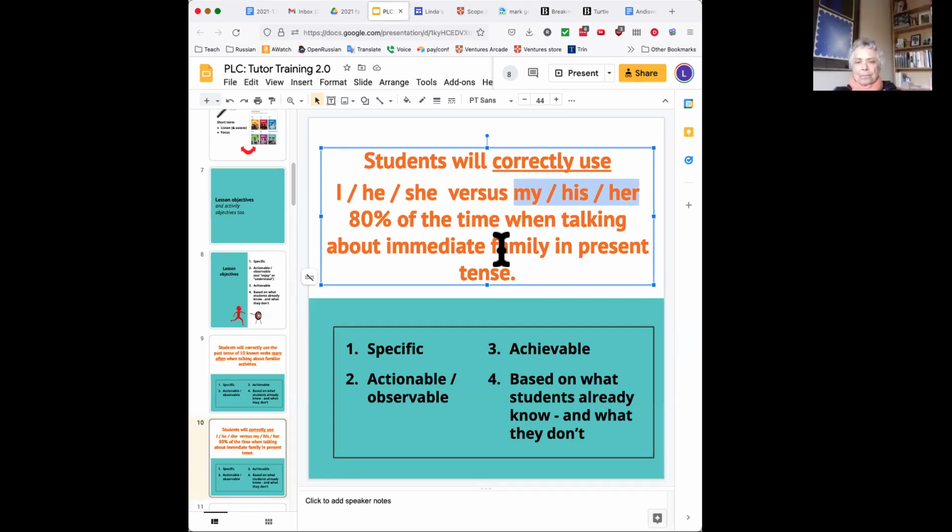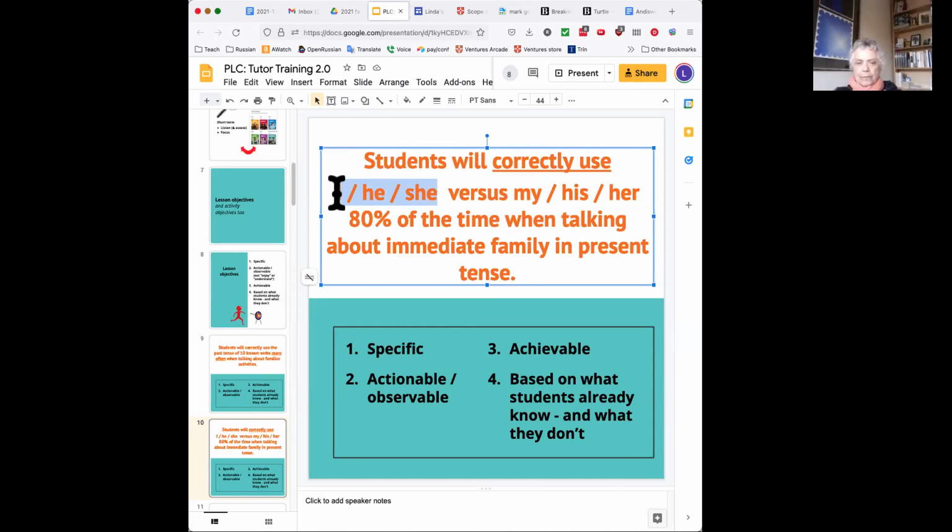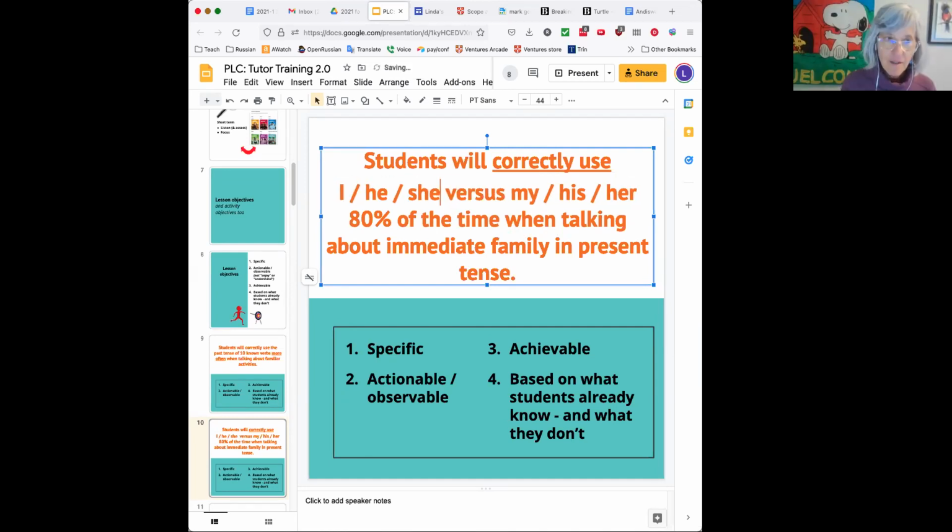So this is based on what they already know. To achieve this objective, they already have to know how to use these. You do this first. In fact, I have a Chinese student I was working with today who was very confused about exactly this.